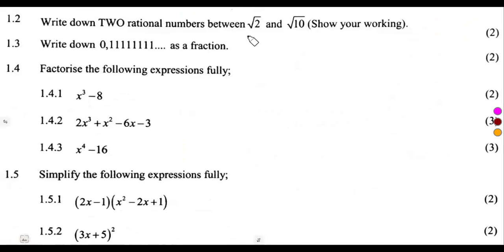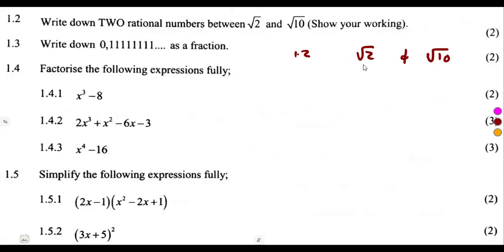Square root. So you must deal with the perfect squares. Look for perfect squares. We're talking of two rational numbers, guys, between what? Between these two. So we have 1.2, between the square root of 2 and the square root of 10. Just look for perfect squares.